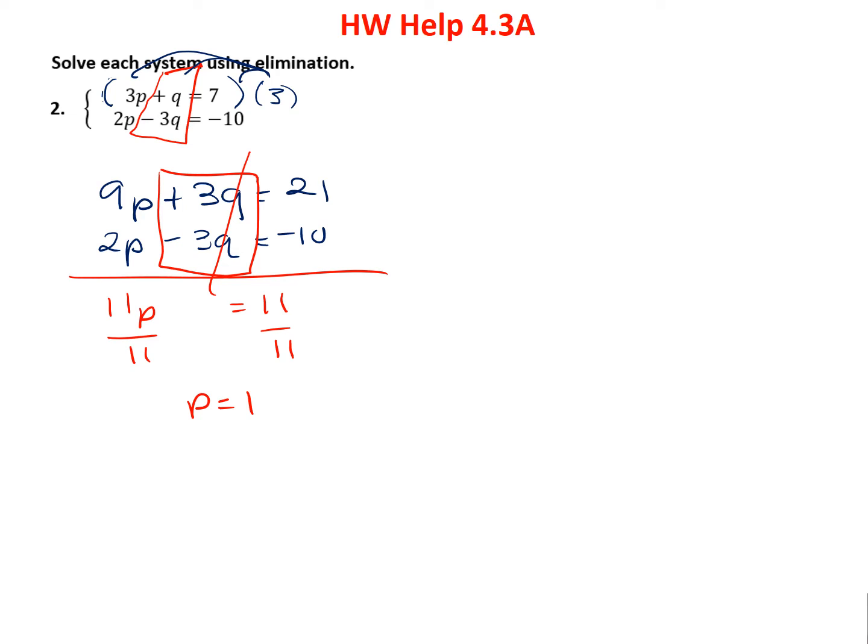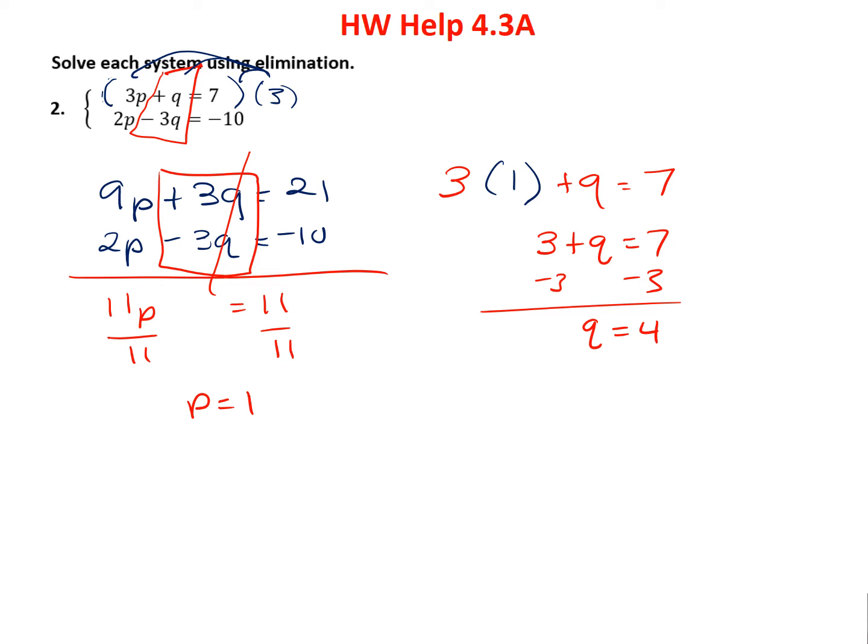All right. So we found part of it. Now let's substitute that back into one of these equations. I'll just pick the first one. So 3 times p, which is 1, plus q equals 7. So 3 plus q equals 7. Subtract 3 from both sides, and we have that q equals 4. So that means our answer here is 1, 4.